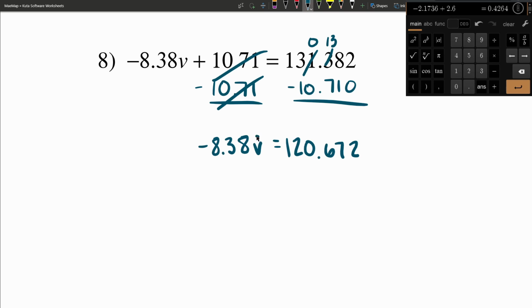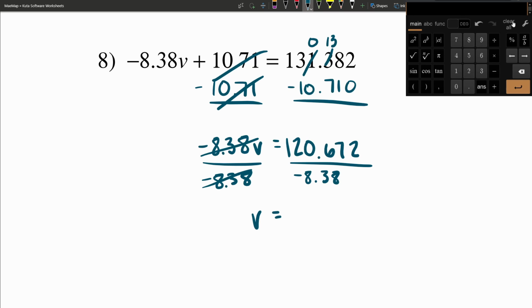Next, remember, we're isolating this v, so we're just going to divide by what it's multiplied by. Dividing by that negative 8.38, because when we divide both sides by that negative 8.38, my left-hand side, that negative term divided by itself goes to 1, and 1 times v equals v. That's that identity property there. And then let's go to our calculator for that right-hand side. We have a positive divided by a negative. We know that's going to result in a negative, and that's going to be negative 14.4.